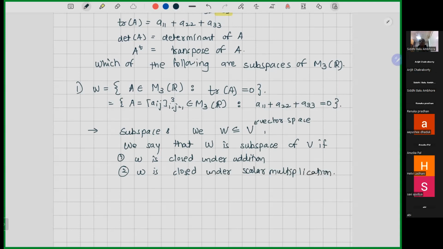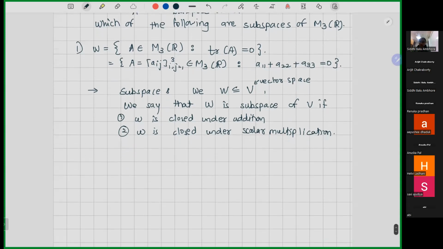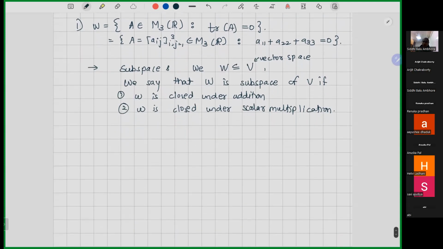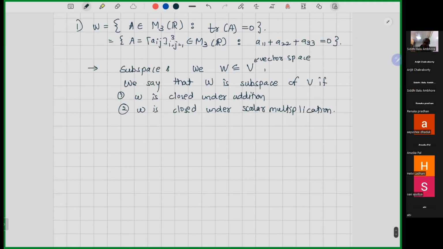Okay, so meaning, yes. Since 0 is in trace A, it is a subspace. So Arijit's guess is that it is a vector subspace of V. So yes, we will prove it formally, that we will check that it is closed under addition and closed under scalar multiplication. Okay, so let us start with it.